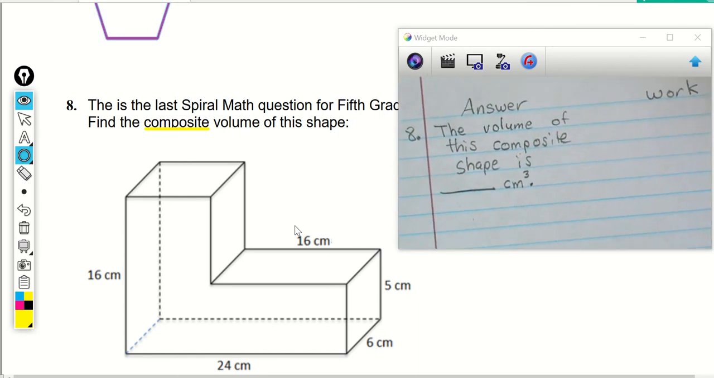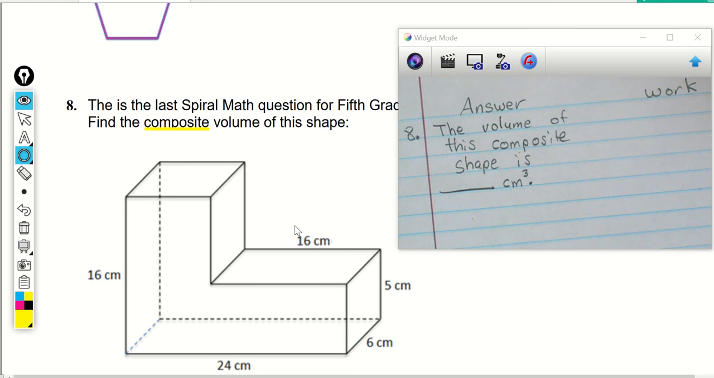Now to find the composite volume of this shape, boys and girls, you're going to be figuring out a way to divide this into 2 separate shapes. That means how could you make this into 2 separate shapes that you could find the volume for? There's a couple ways you could do this. One way is kind of tricky, a super challenge one. I wanted to go out with a super challenge for the very last problem in 5th grade.